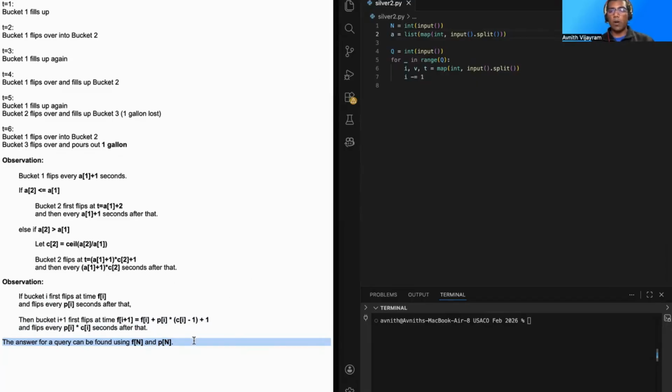However, we still have a problem. This approach is too slow because we have a lot of queries and updating this would be O of N per query. But we need one more key observation in order to solve this problem.